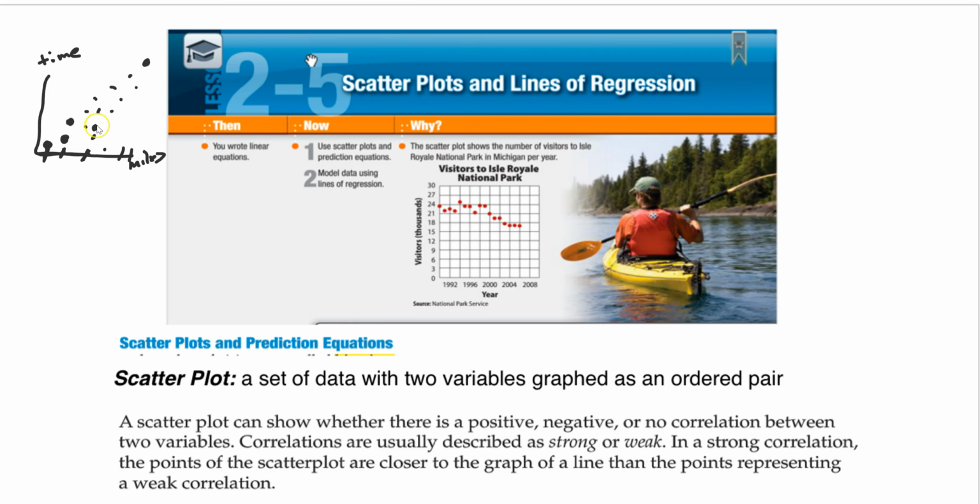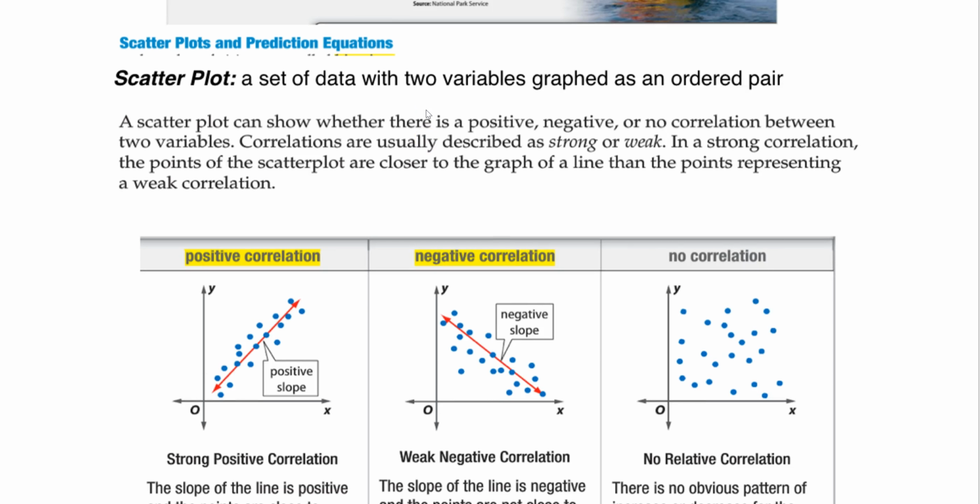Some people drive slower, some people faster, but in general, you can get something that looks kind of like that. And that's what scatter plots do. They give you information about two things, and really how they correlate. So there are different types of correlation.